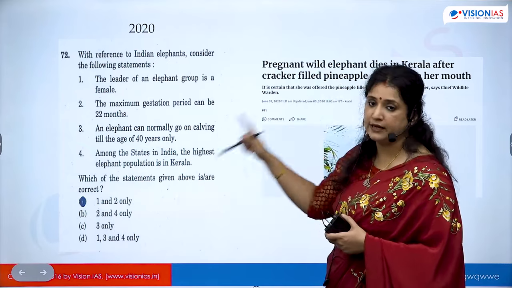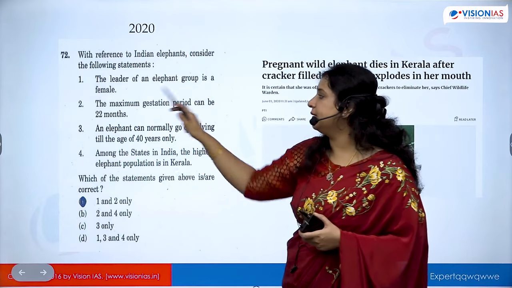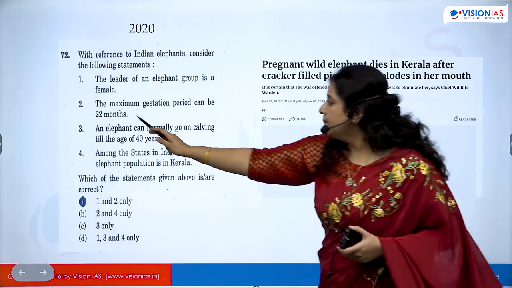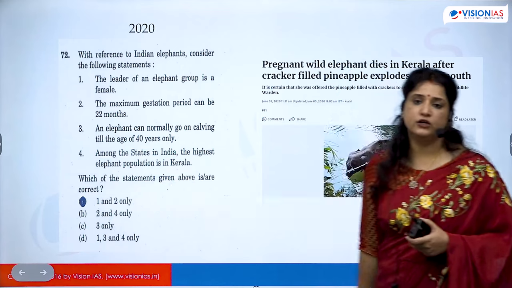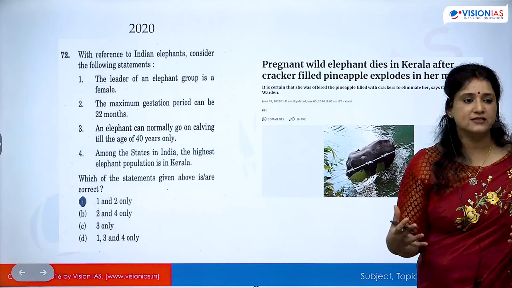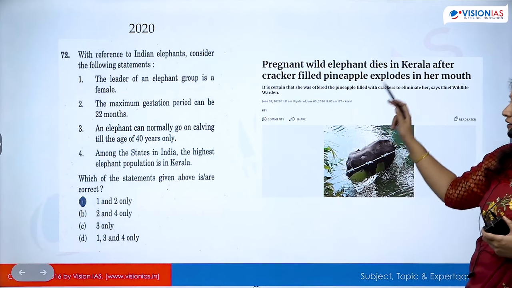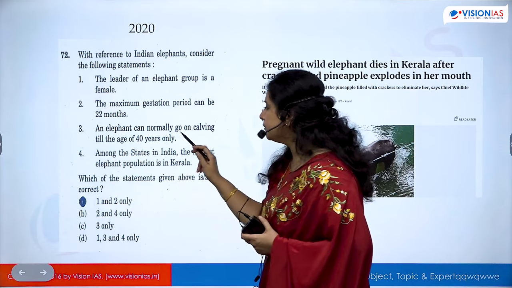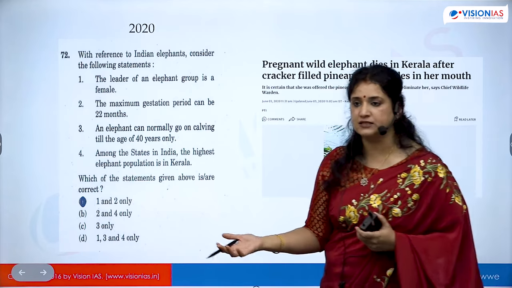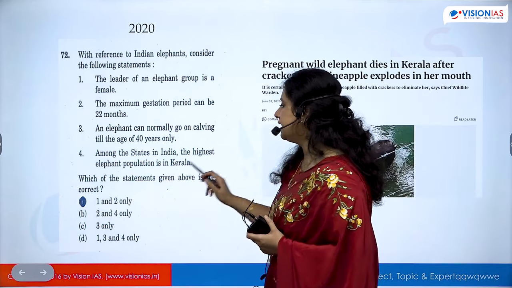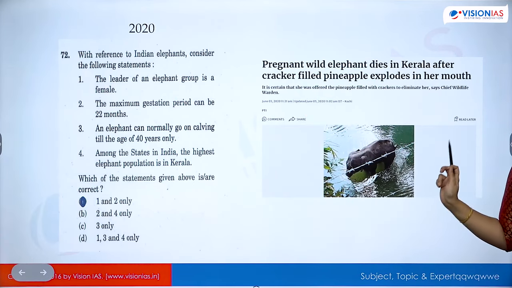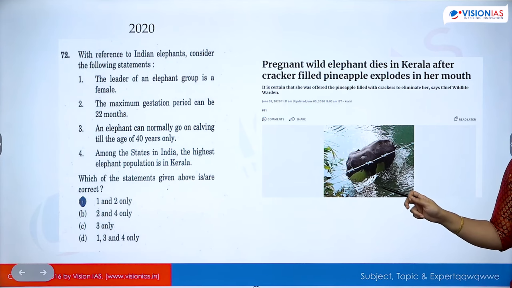Now again, the topic is same. Pregnant, the leader of a female elephant group is a female. Okay. Female. Fine. Maximum gestation period can be 22 months. What is gestation period? That means the amount of time for which the female carries the baby inside her. Okay. So pregnant wild female. An elephant can normally go on calving till the age of 40 years only. That means the age till which it can have kids. Okay. And among the states in India, the highest elephant population is in Kerala. Is this not a direct link? I don't think you need more proof than this.